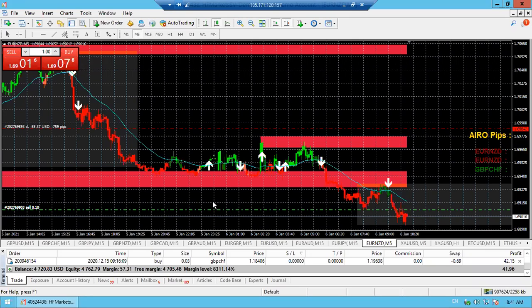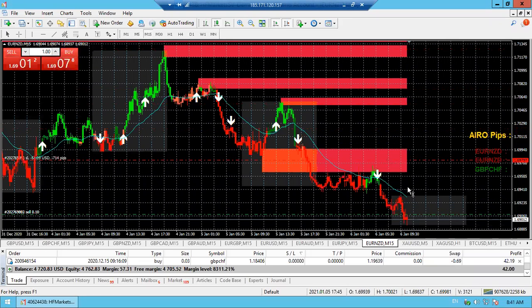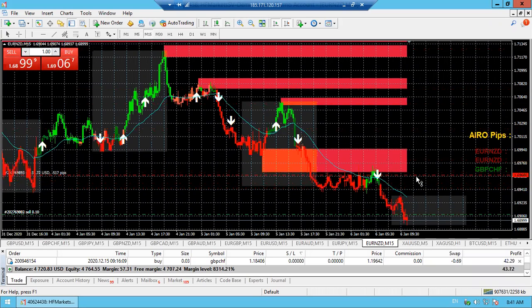So currently we found a trade on EURNZD, and on the 15 minutes we have a down trade going downwards. So I'm trying to place the stop loss right now. So this should be the stop loss. So we placed two trades.